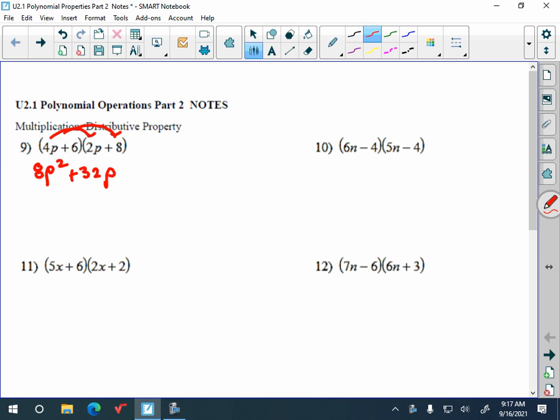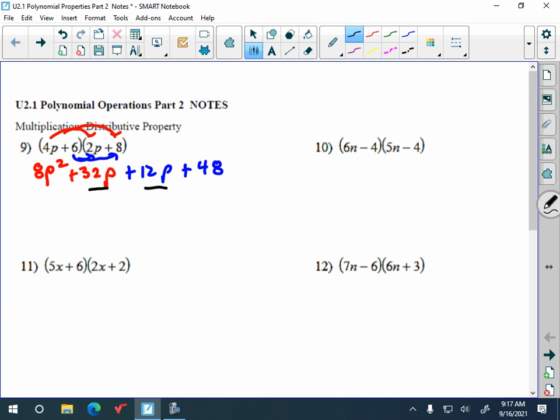All right, and then if you want to use colors, if you get confused with where you are in the problem, then just change colors, and now we're going to take 6 and distribute that over. So 6 times 2p is 12p, so plus 12p. And then 6 times 8 is plus 48. Also, if you're really not sure on some of the multiplication, definitely use a calculator. All right, now we can combine like terms.